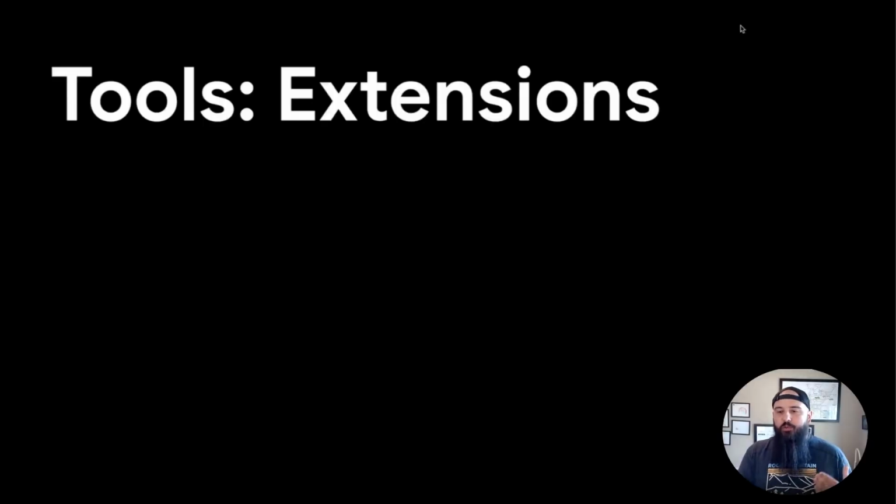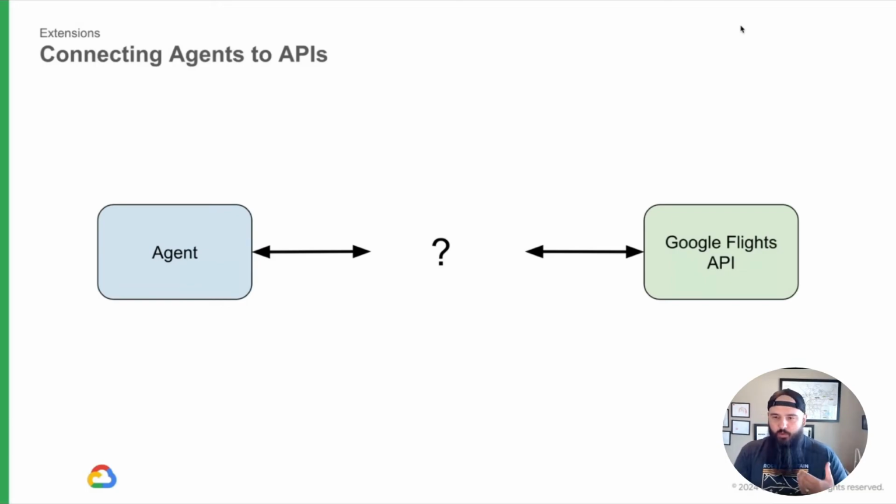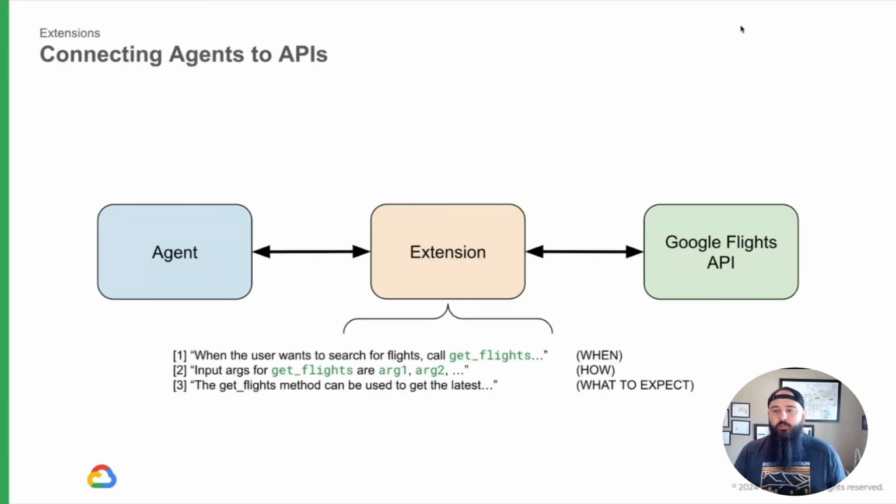Let's talk through the tools real quickly, and we'll actually get into RAG as part of the tools for agents. The first tool I want to talk about is extensions. We'll use the example of the Google Flights API again. Imagine you're building your agent, and you know that you want to connect it to the Google Flights API, but you're not really sure how you're going to glue these two things together. The simplest way to do this is to build out an extension. It's just a type of tool that allows the agent to facilitate an API call to your API endpoint.